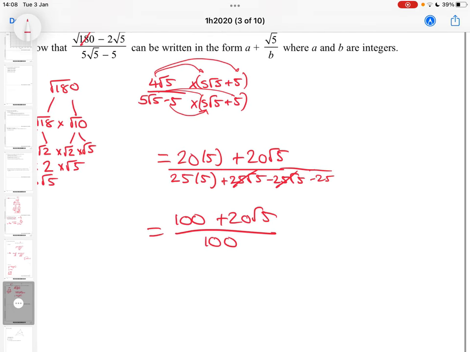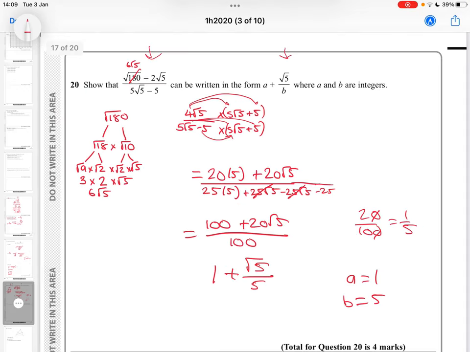So now I'm going to simplify that fraction and I'm nearly there. So 100 divided by 100 is 1. And then 20 divided by 100, if we simplify it, is 1 over 5. So I don't need to write the 1 here where it's 20. I can just write root 5 over 5. So A is 1 and B is 5.